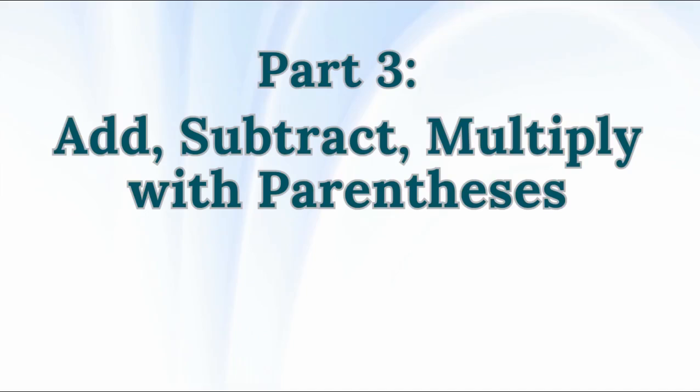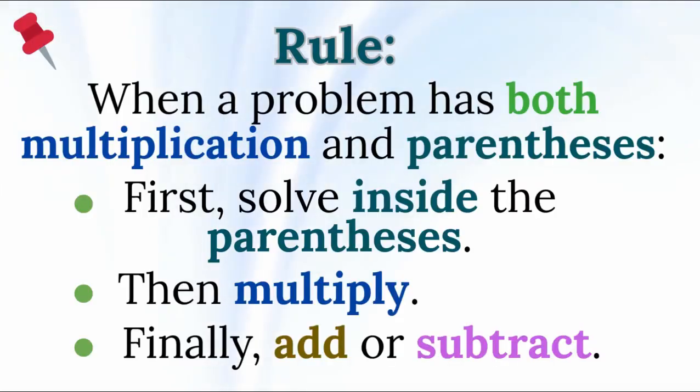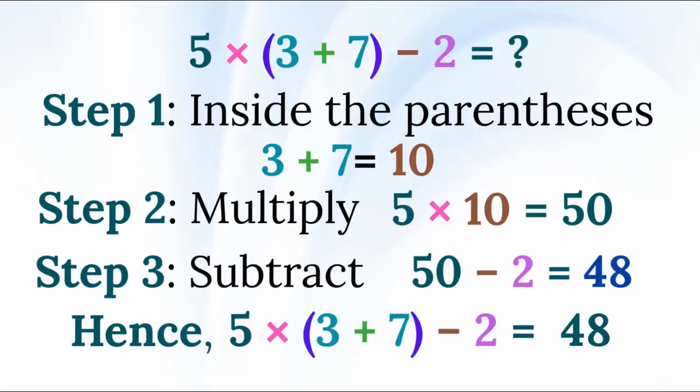Part 3. Add, subtract, multiply with parentheses. When both multiplication and parentheses are included, do parentheses first, then multiplication, then addition or subtraction. Example 1. 5 times, inside the parentheses, 3 plus 7 minus 2 equals what?